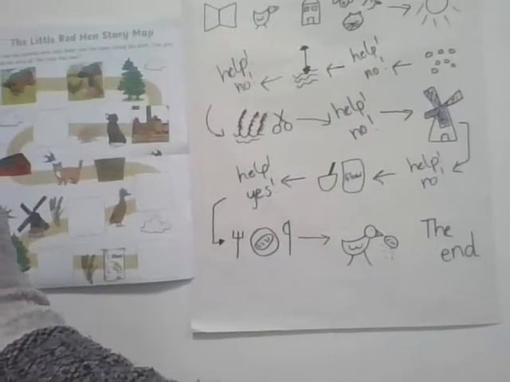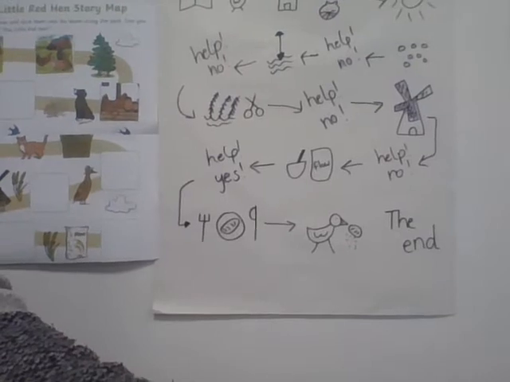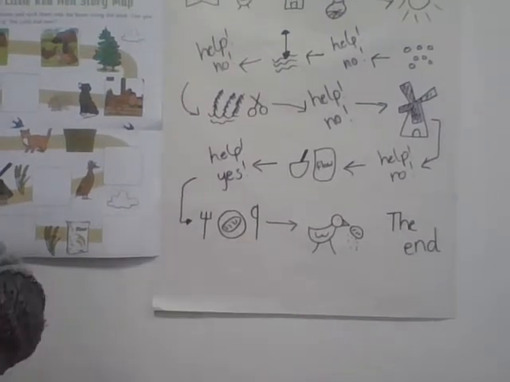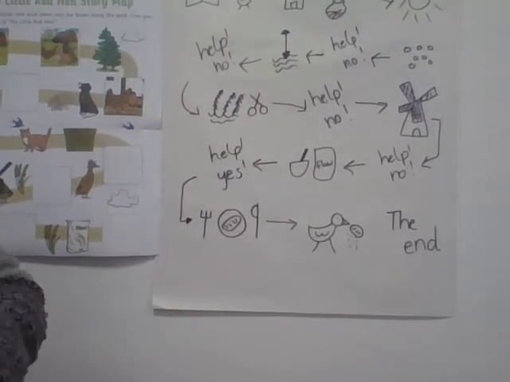What I'd like you to do is use my story map here to say what different things go next. What is the order? I want you to pause the video, but I'd like to come back and I'll show you what I've done so you can check to see if you've got it. So pause the video now and finish off sequencing the pictures.